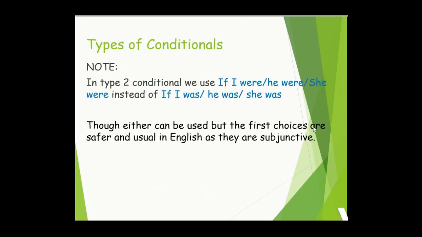In type 2 conditional sentences, we use if I were, if he were, if she were, instead of if I was, he was, she was. Though even this combination is correct, grammarians prefer the first one because it shows the sentences in the subjunctive mood.